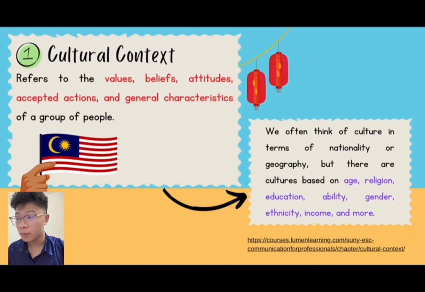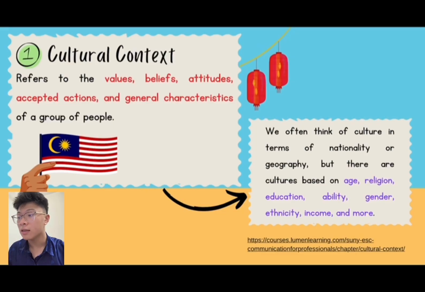So the first one will be the culture context. Culture context refers to the values, beliefs, attitudes, accepted attractions, and also general characteristics of a group of people. We often think of culture in terms of nationality or geography, but there is culture based on age, religions, education, ability, gender, ethnicity, incomes, and more.